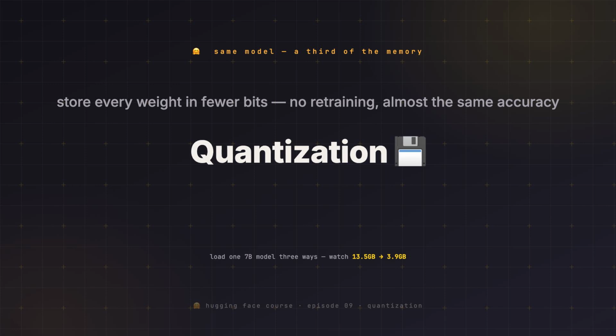Every time someone sends a request, the full set of weights has to sit in GPU memory and run a forward pass. Quantization is the trick that cuts the serving cost of that very same model. Same weights, same accuracy, just stored in fewer bits. Today we load one model 3 ways, full precision, 8-bit and 4-bit, and we watch the memory footprint and the latency drop right in front of us.